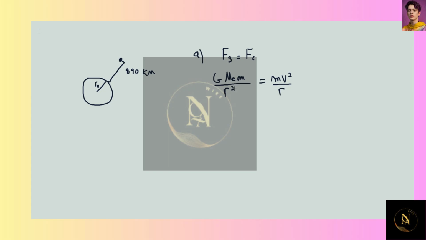So we can simplify this. One of these r's goes away, as well as the mass of the satellite. So the mass of the satellite doesn't matter here. Any satellite of any weight would have to have the same speed to be orbiting at this height.